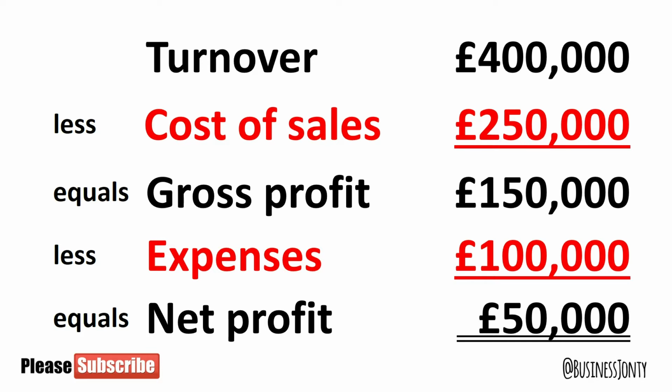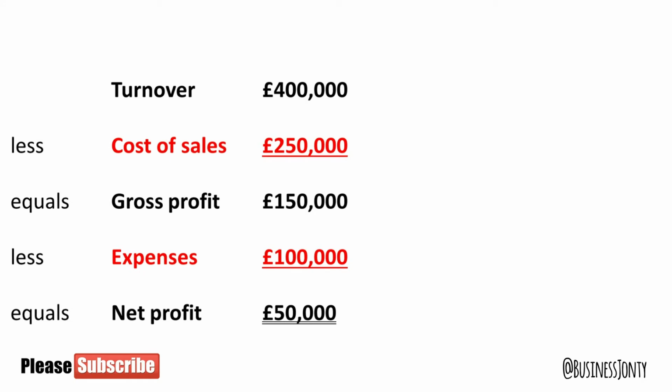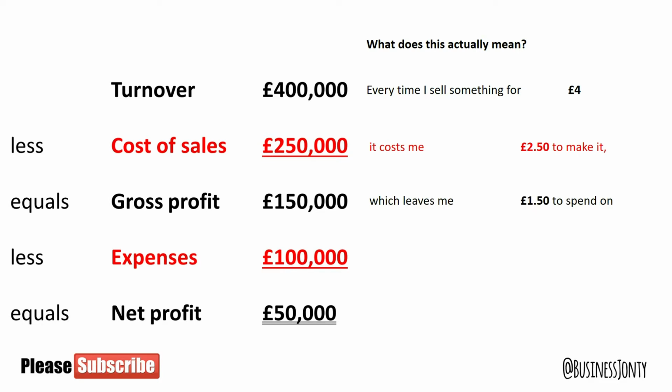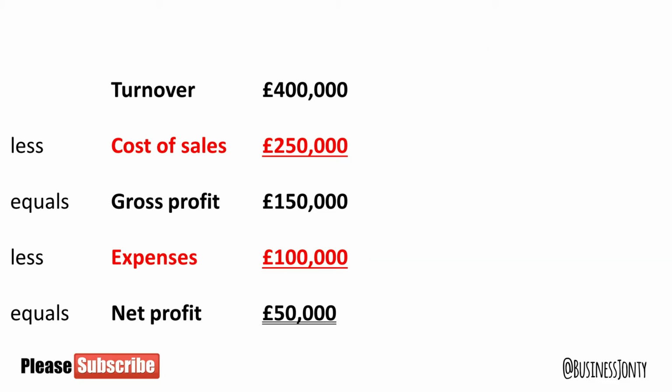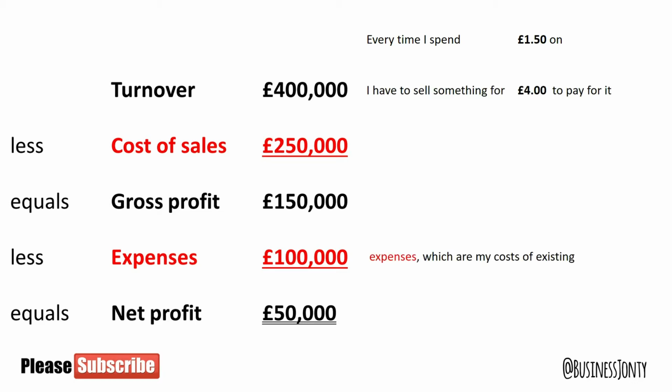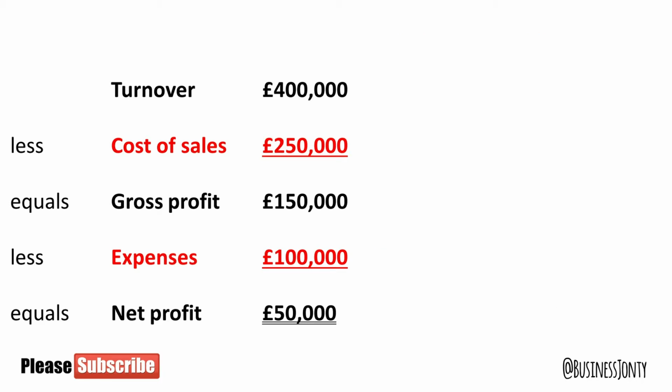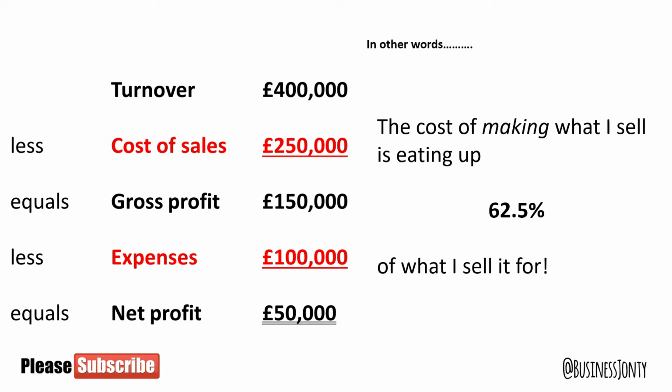I'm going to make the figures a little bit easier to play with. And I'm going to show you what's going on here. Every time I sell something for £4, which is what this profit and loss account is telling me, it cost me £2.50 to make it, which leaves me £1.50 to spend on my expenses, which are my costs of existing, as I just said just now. Or looking at it another way, every time I spend £1.50 on my expenses, I have to sell something for £4 to pay for it, and that doesn't leave me any profit. In other words, the cost of making what I sell is eating up 62.5% of what I sell it for. It's sucking out 62.5% of that sale cost before it's got anywhere near me thinking about spending money on expenses, let alone making any net profit.